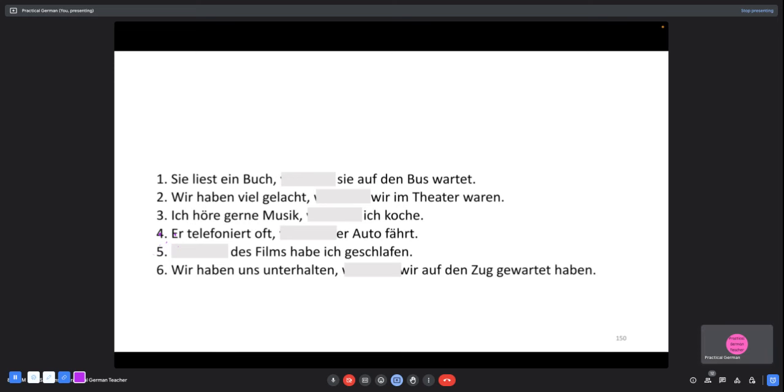Wir haben viel gelacht, während wir im Theater waren. Again, here you can also use als if you're describing a one-time scenario. For example, if it was the first time you went to the theater, you can say: das war das erste Mal, als wir ins Kino gingen, und wir haben viel gelacht, als wir im Theater waren. If it's a one-time scenario. Continue.